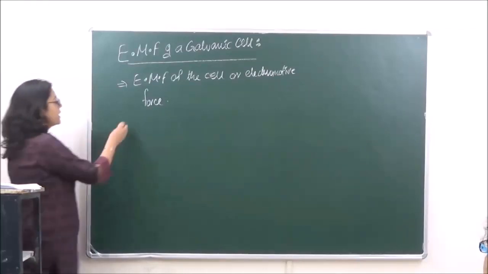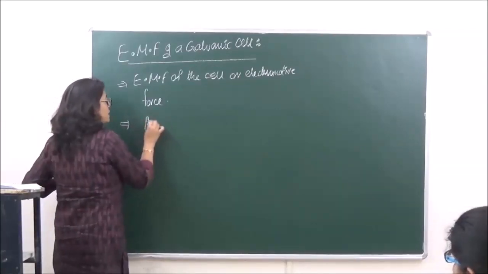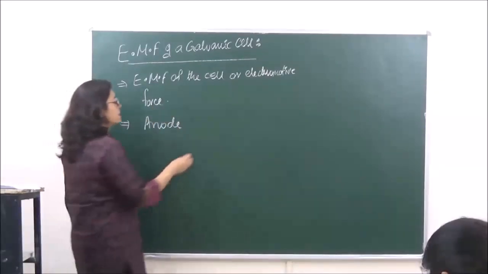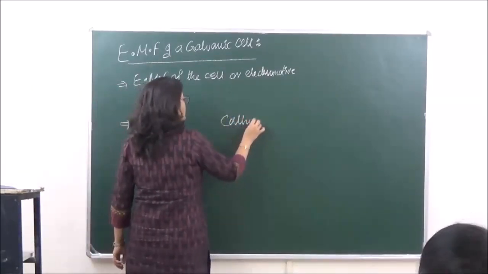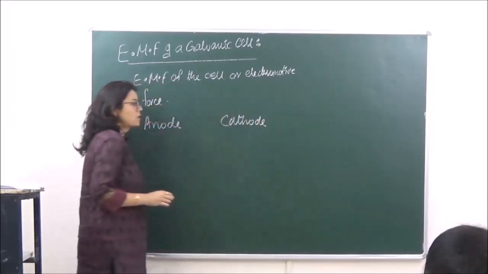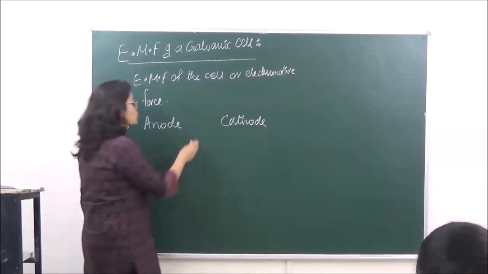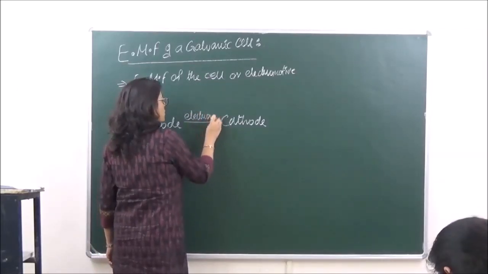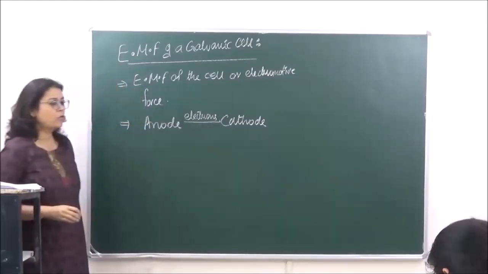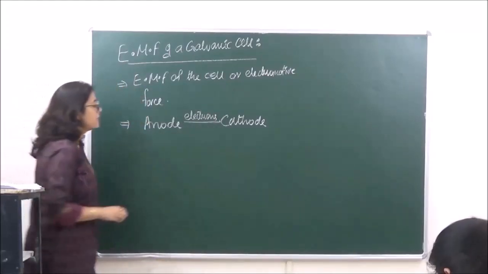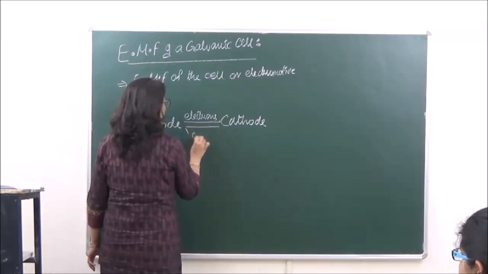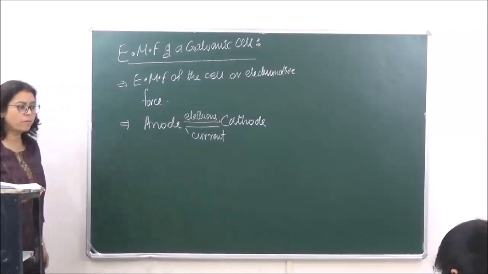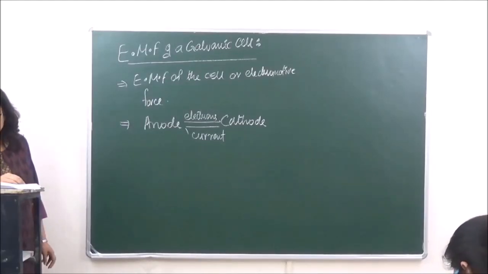We know that in any galvanic cell, there is one anode where oxidation is taking place and a cathode in which reduction is taking place. We have also seen that the electrons flow from the anode to the cathode. Therefore, current will flow from cathode to the anode, in the opposite direction to which the electrons are flowing.